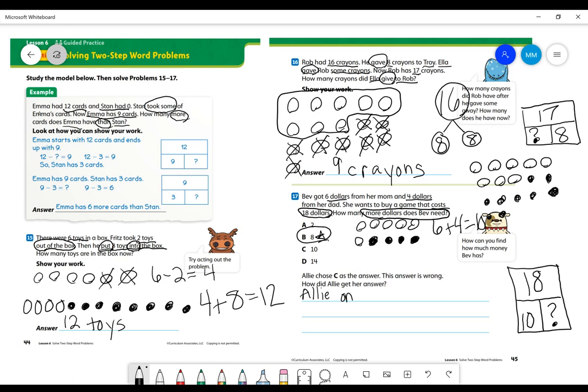So Allie only solved the first step of the problem. She didn't go on to see how many more dollars she would need to buy the game that cost $18.